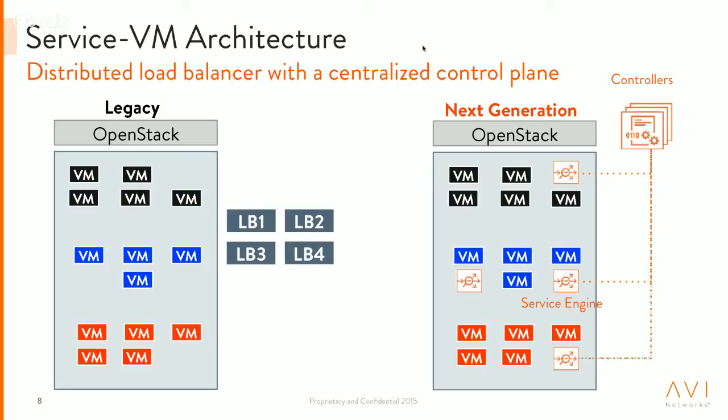In contrast, the service VM architecture is a distributed load balancer with centralized control. It's like an SDN architecture. You have controllers and all these load balancer instances, which run as virtual machines on top of OpenStack. Essentially, you're just using the Nova APIs to create these VMs, plug them into the right Neutron networks, and get the traffic, send the traffic, and process the network packets as they come in.